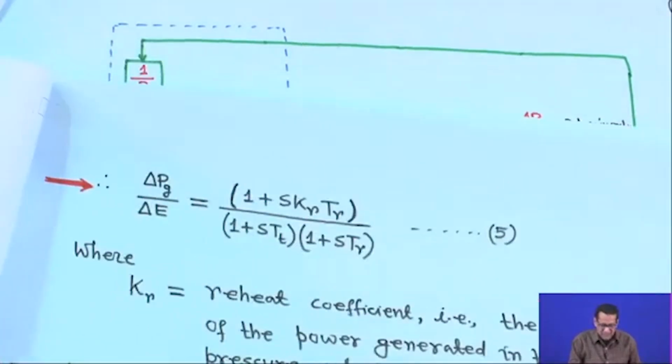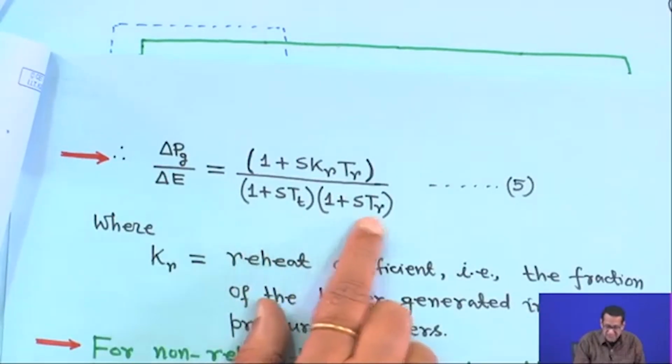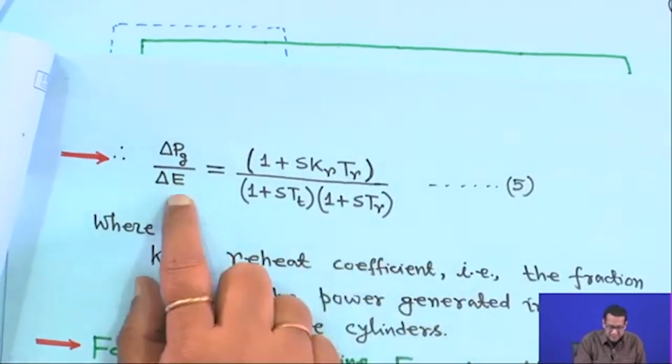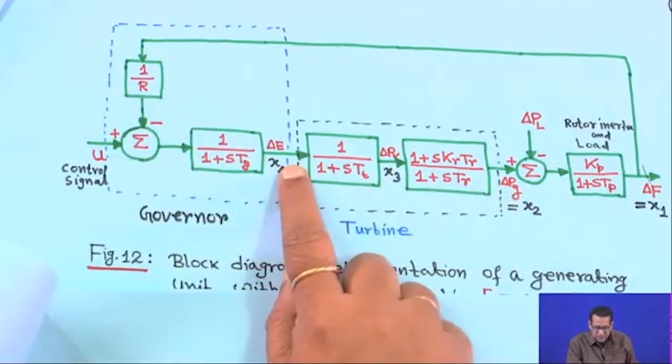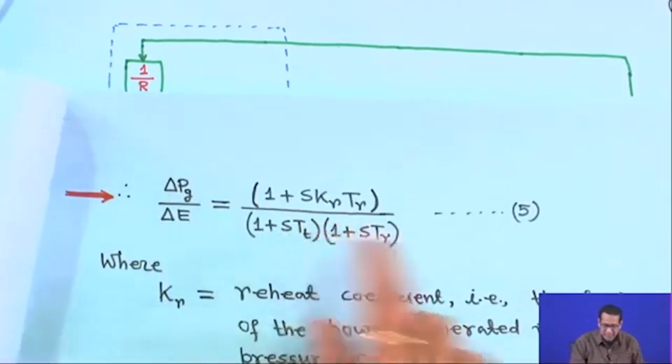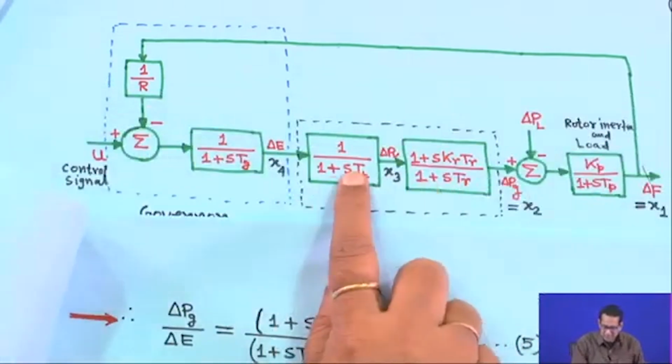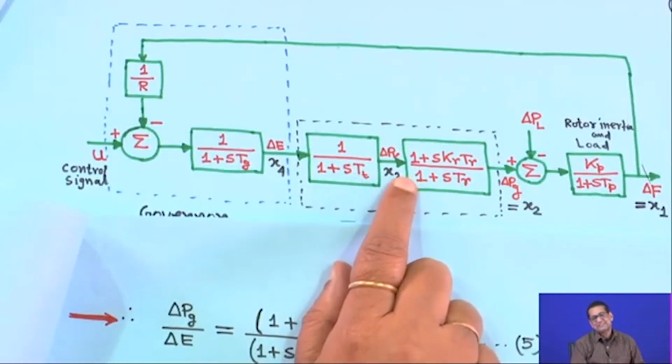This is your turbine part: (1 plus sKR) upon (1 plus sTT) into (1 plus sTR). Delta E is the input, delta Pg is the output. So, delta Pg is the output, delta E is the input, and this term is added here. So, these two terms are there. We have broken it because of the state variable form.